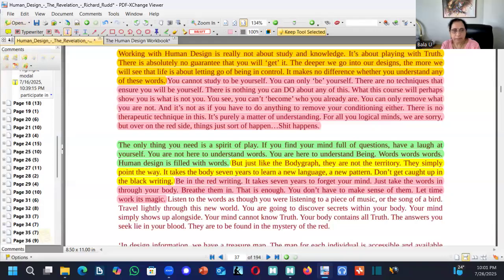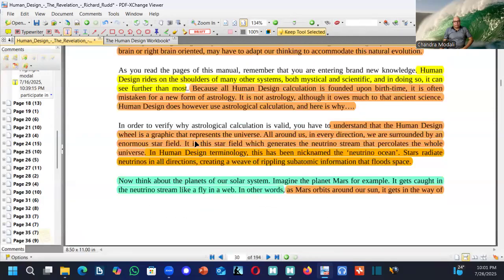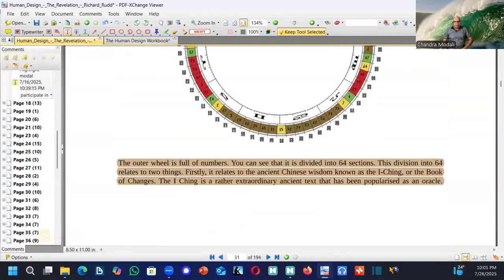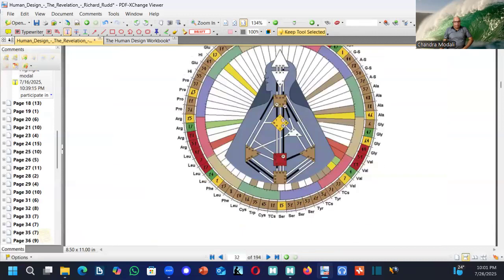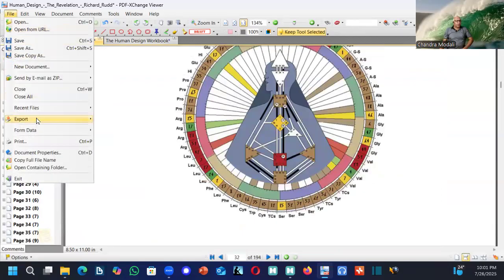So he says, don't get caught up in the black writing. Be in the red writing. So the red writing is the real soul writing. Exactly. So if you really take a soul diagram, then you take your own chart.